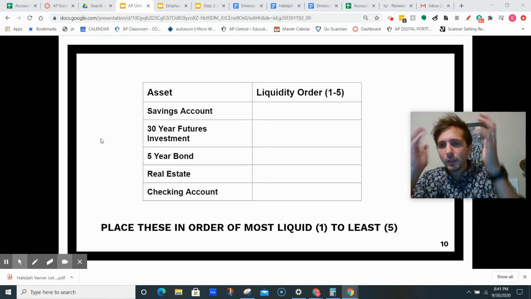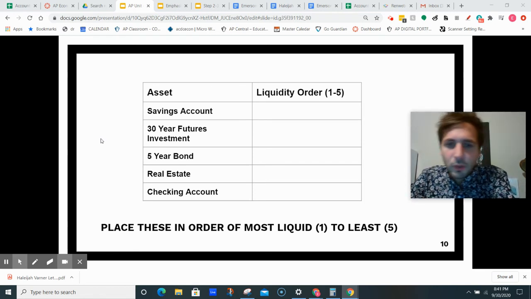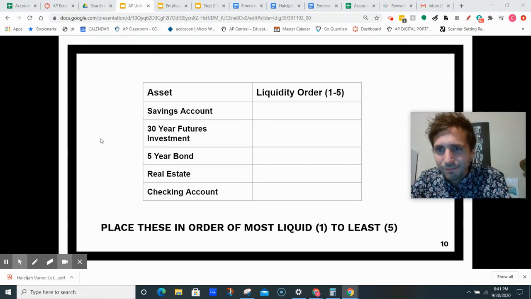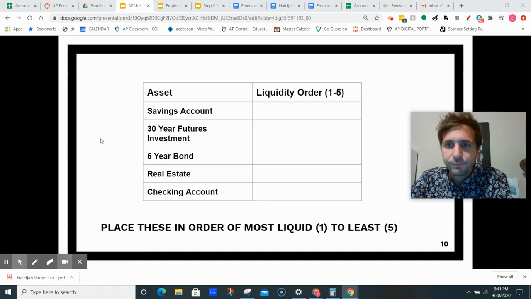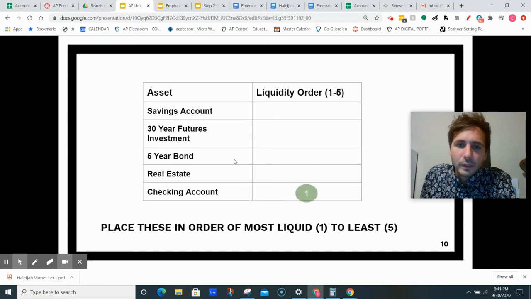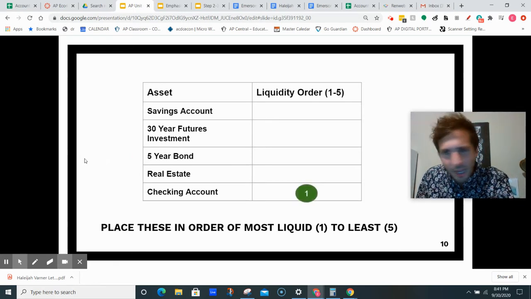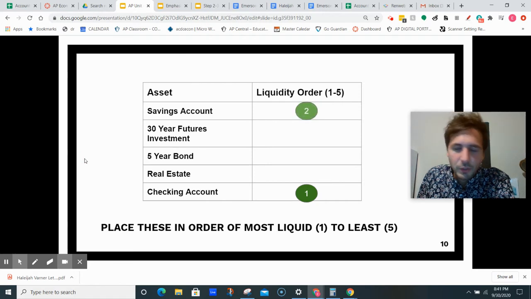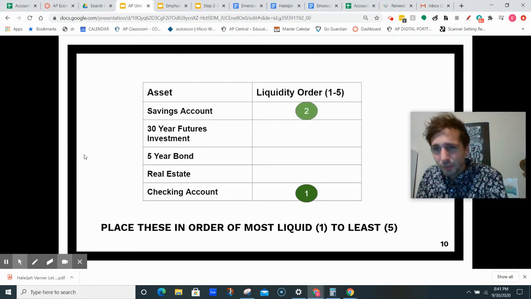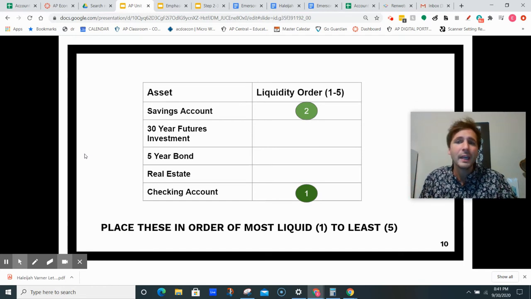Okay, so take a look at this, pause the video, put these in order from least to most liquid based on your thoughts. Okay, here's the key. The most liquid, number one, is a checking account, highly or easily transferred into cash. Number two is a savings account. It takes a little extra step. Oftentimes you have to go on a computer and transfer funds over, and then you can use your card or take out cash. It takes an extra step.